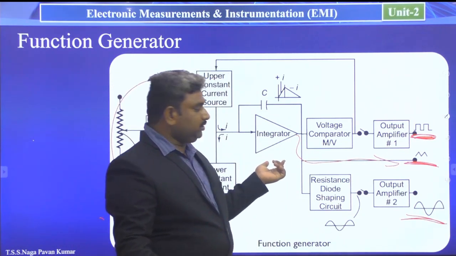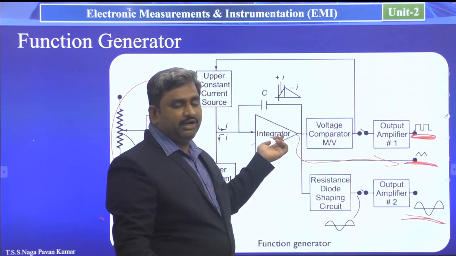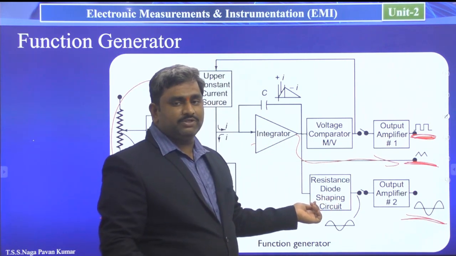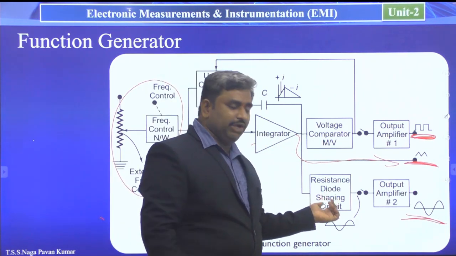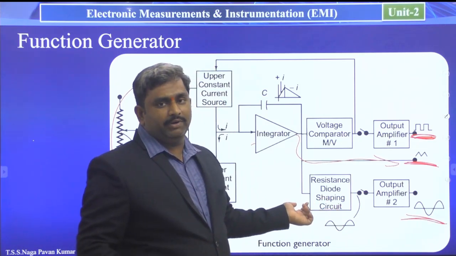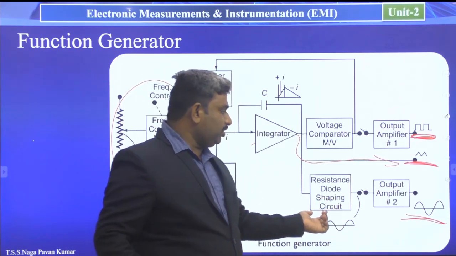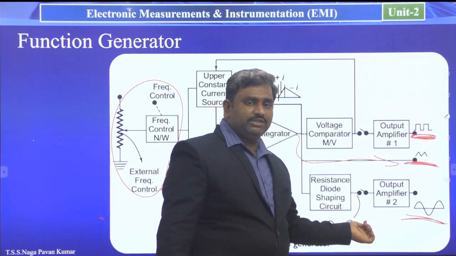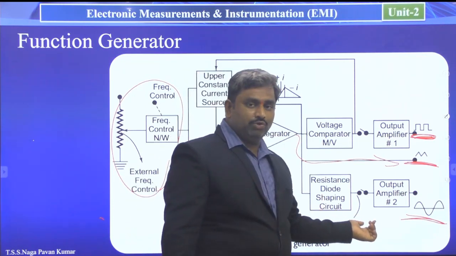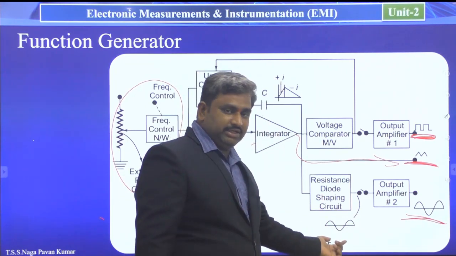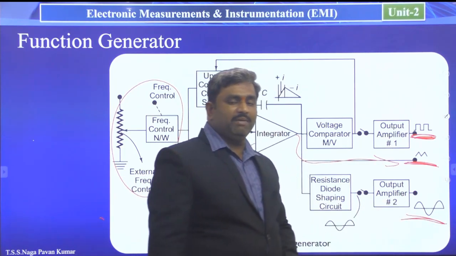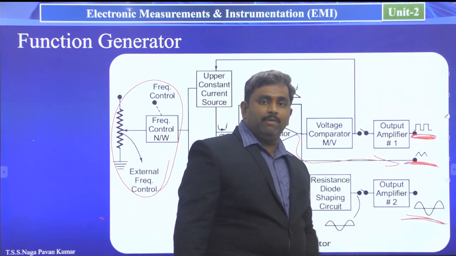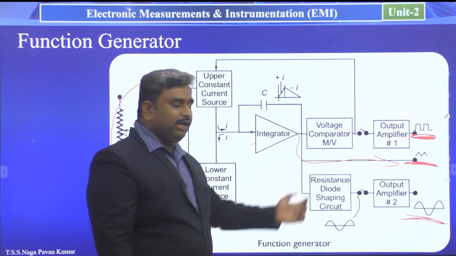Next, coming to the sinusoidal waveform. From this integrator we get the triangular waveform. We give this triangular waveform to the sine wave shaper circuit, or we can call it a resistance diode shaping circuit. The resistance and diode combination shaping circuit generates a sinusoidal waveform by taking the triangular waveform as input. This output signal we give to an output amplifier, which amplifies the sinusoidal information and gives the perfect sinusoidal output voltage.